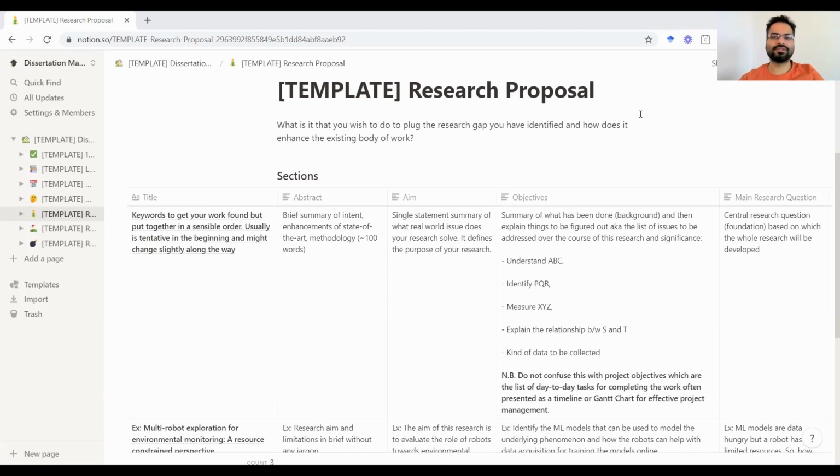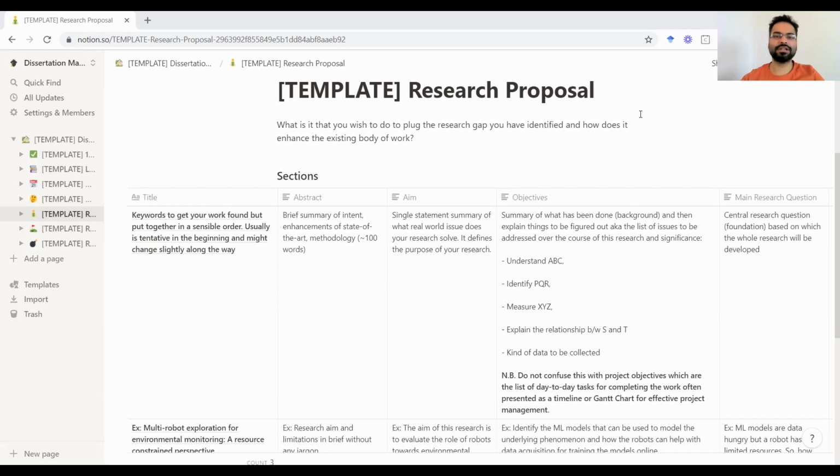So what is a research proposal? A research proposal is essentially a proposal of your contributions that you're expecting to make as a part of your thesis in order to fill the gaps in the current literature. This comes in several different sections, which we're going to discuss next.